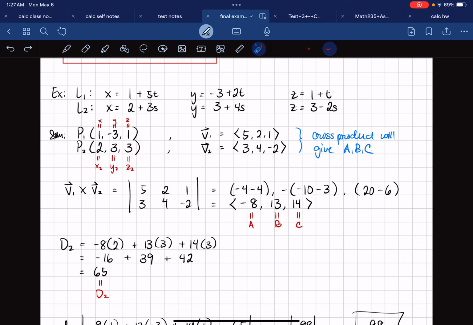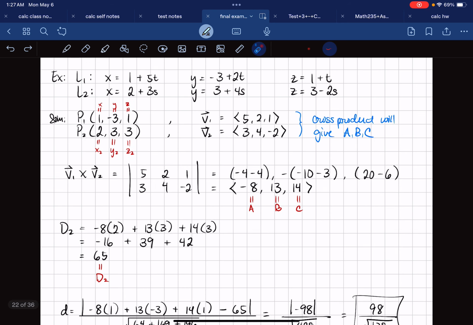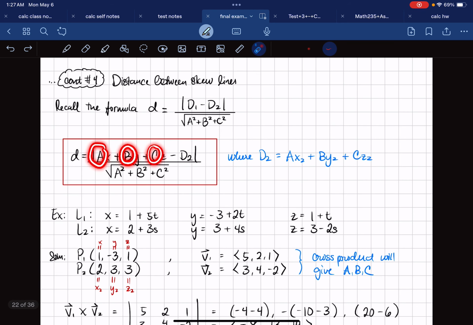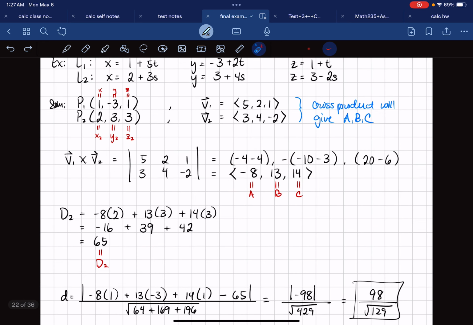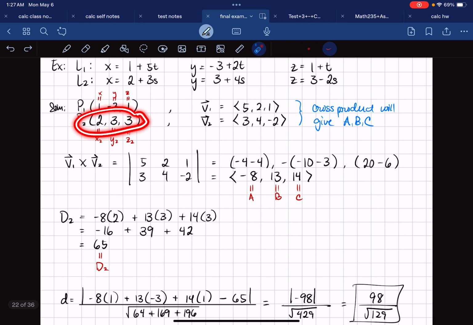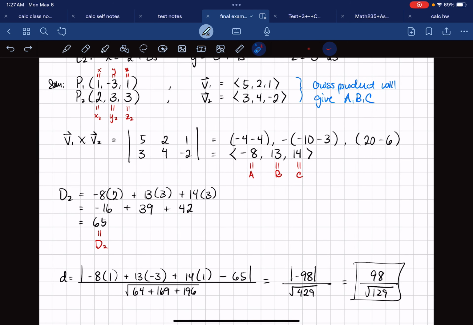And same for L2. The cross product of these will give me our values for A, B, and C for the equation. So find the cross product, and you find that this is your vector, your A, B, and C. Then we're going to use these values and substitute them into D2 to find D2.